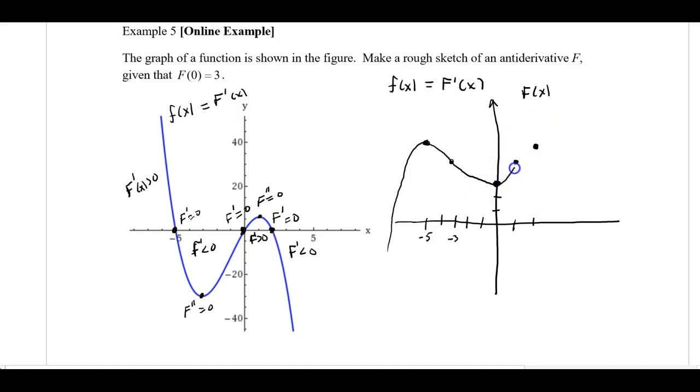And then right after 1, capital F prime is now decreasing, so that means the graph will be concave down. And then it's always decreasing after that, so it continues to be concave down. All right, and that would be the graph, or a graph, one graph for the antiderivative capital F of this function over here.